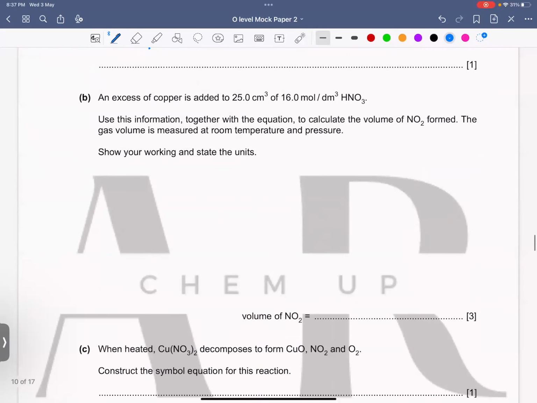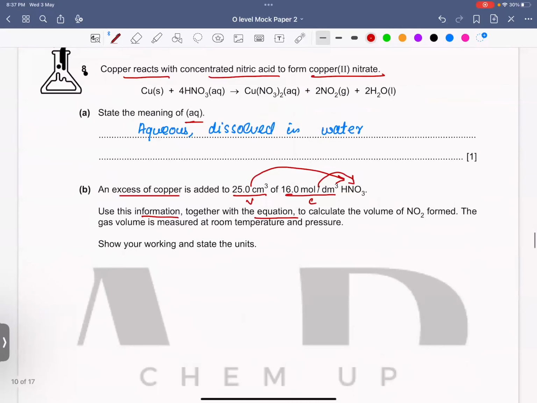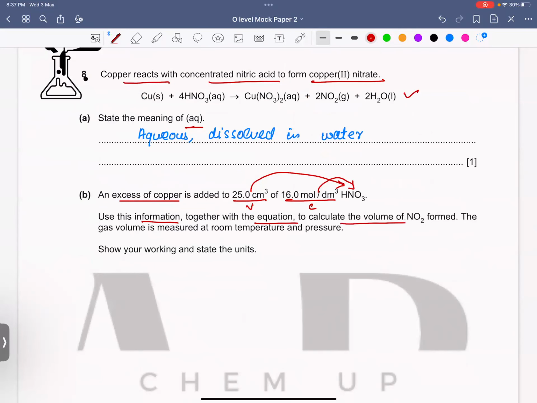Now, an excess of copper is added to 25 cm³ of 1 mol per dm³ nitric acid. So this is the concentration and this is the volume. Use this information and the equation to calculate the volume of nitrogen dioxide formed. The gas volume is measured at room temperature and pressure.